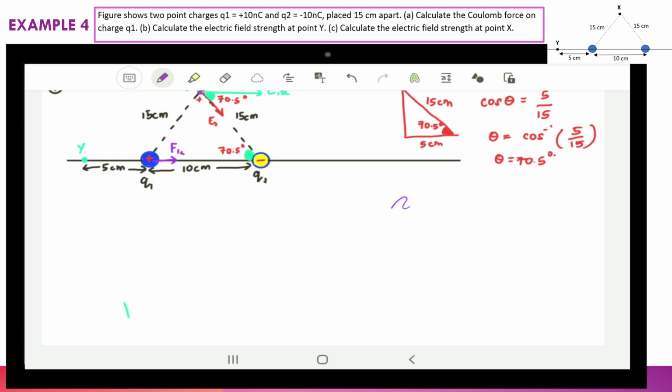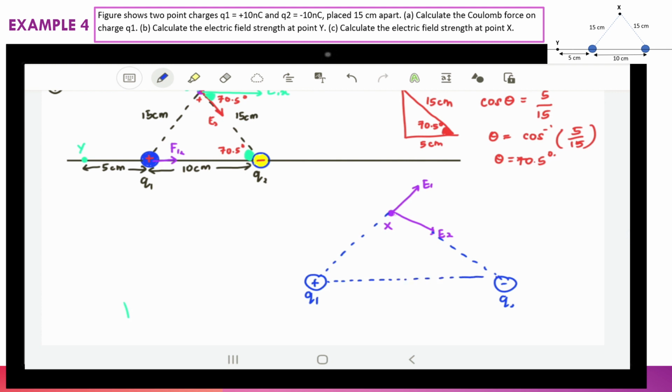Now let's draw all the directions of the electric field on point X. Let's say this is E1 and this is E2. The charge is here in this direction. So we have Q1 positive and this is negative. They are the same magnitude, but the sign of the charge is positive for one and negative for the other.